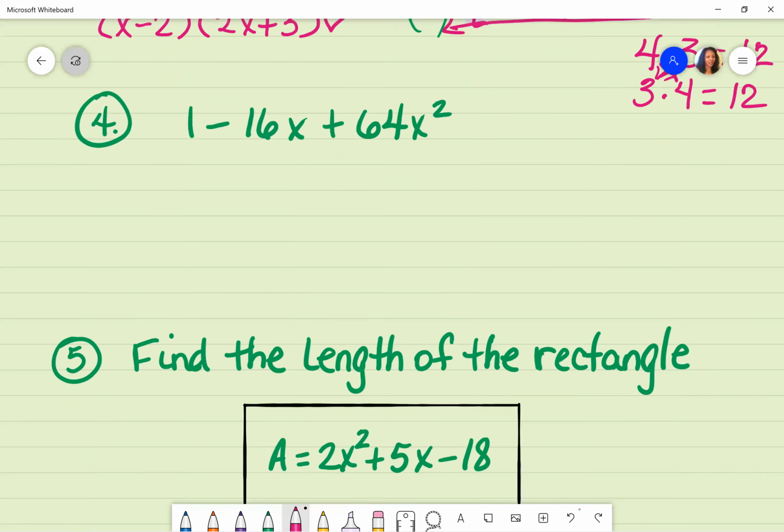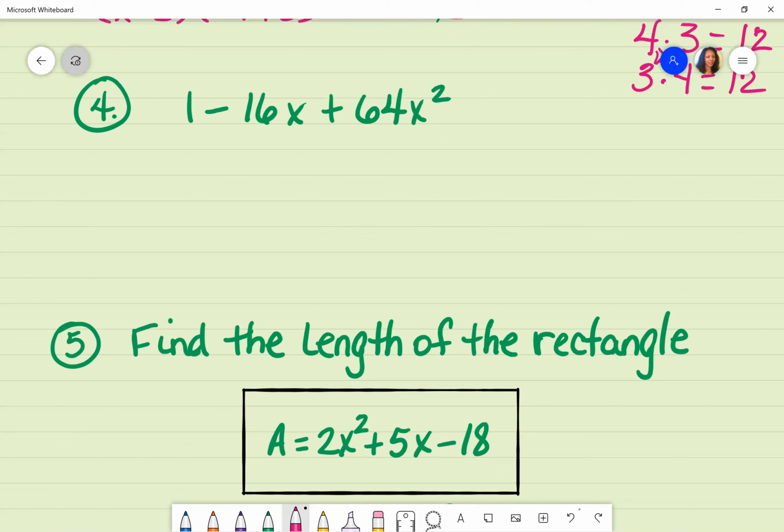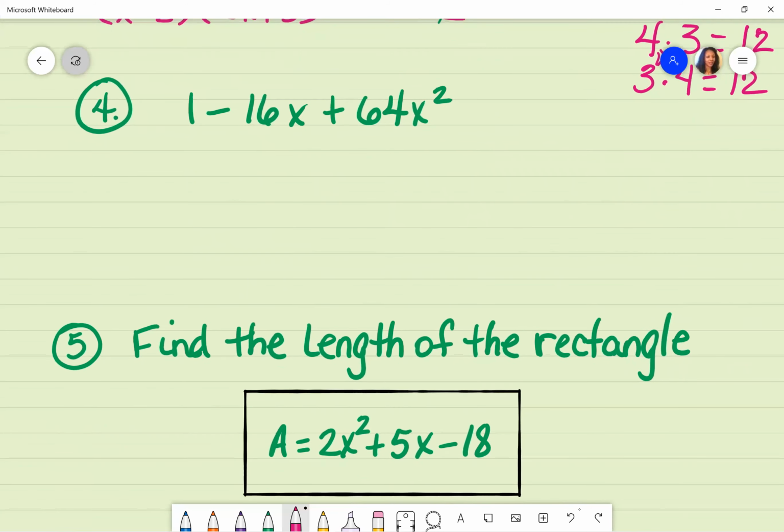All right, so number 4, what you're doing is you're trying to factor again, but this time you want to make sure you put it in standard form. My leading coefficient, my highest exponent is 2, so I want to write it in that order. 64x squared minus 16x, you got to keep up with your signs, plus 1.